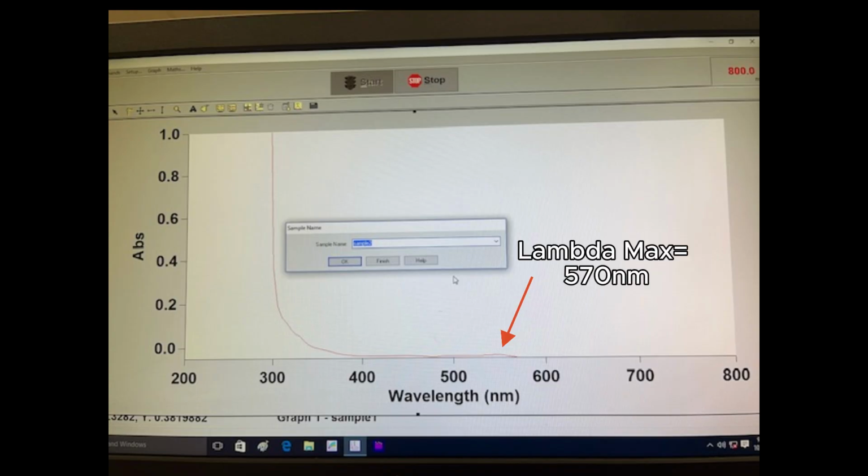After scanning across the wavelengths, we collect a graph which displays our lambda max, or the peak absorbance. For this dye, it was 570 nanometers.